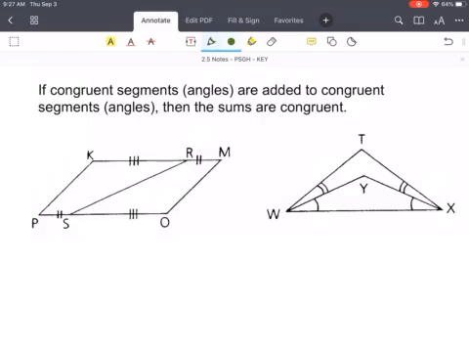Similar concept, except not adding the same thing, adding the same measure though. So I have two segments that are marked congruent there. I have another pair of segments that are congruent marked there. So if I have two things that are congruent and I add them together, then their whole things must be congruent.